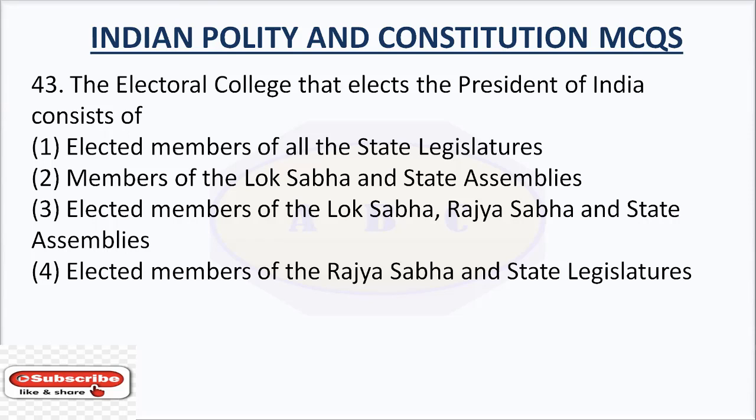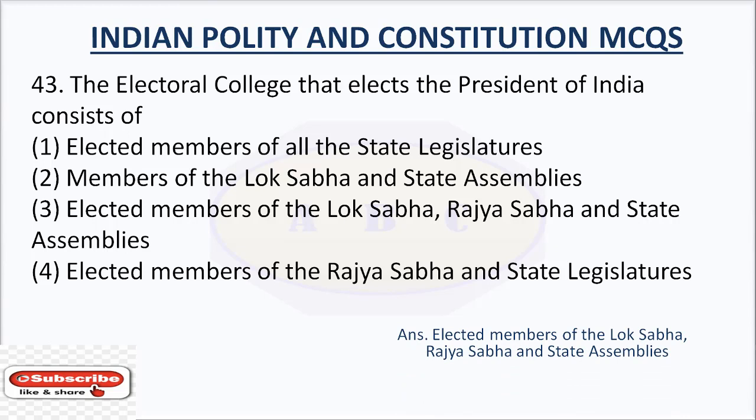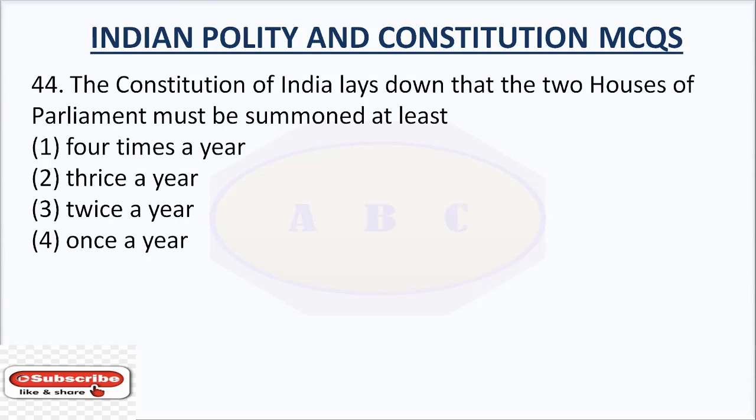Question number 43. The electoral college that elects the President of India consists of: option number 1, elected members of all the state legislatures; option number 2, members of the Lok Sabha and state assemblies; option number 3, elected members of Lok Sabha, Rajya Sabha, and state assemblies; option number 4, elected members of the Rajya Sabha and state legislatures. The right answer is elected members of the Lok Sabha, Rajya Sabha and state assemblies.